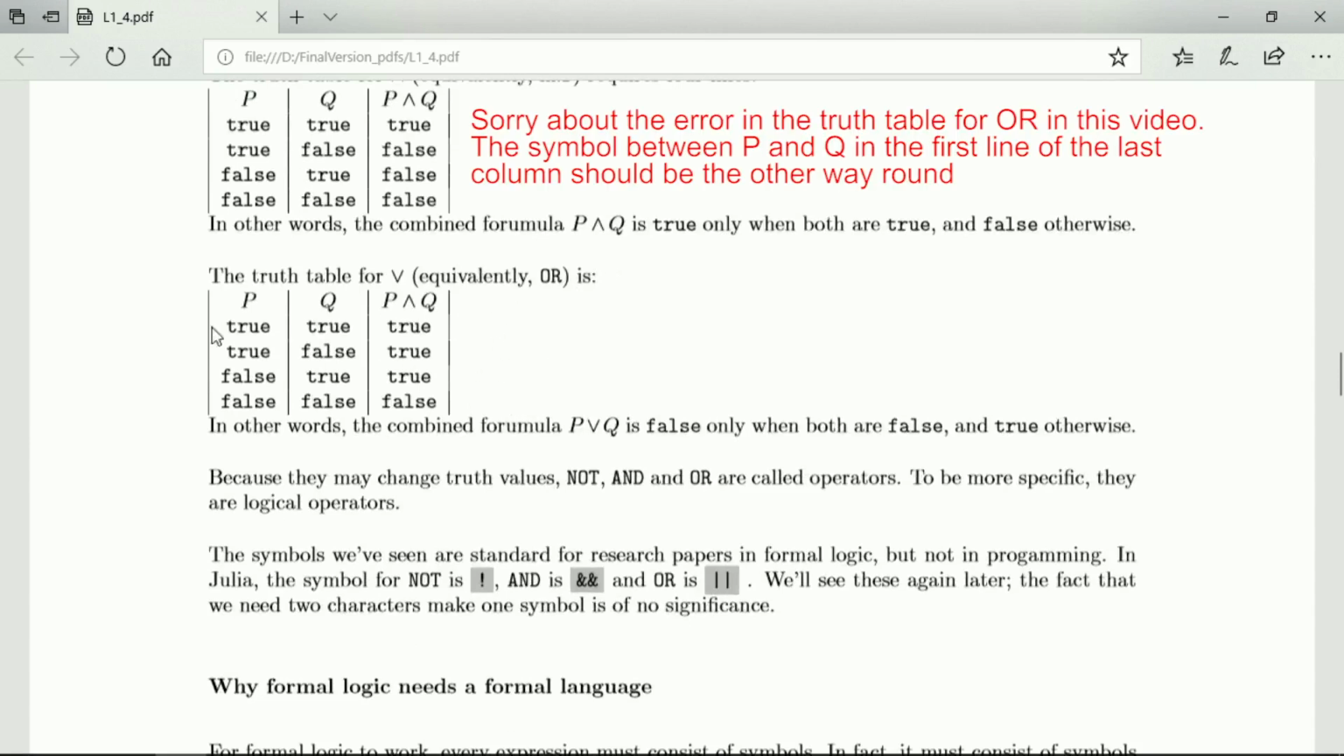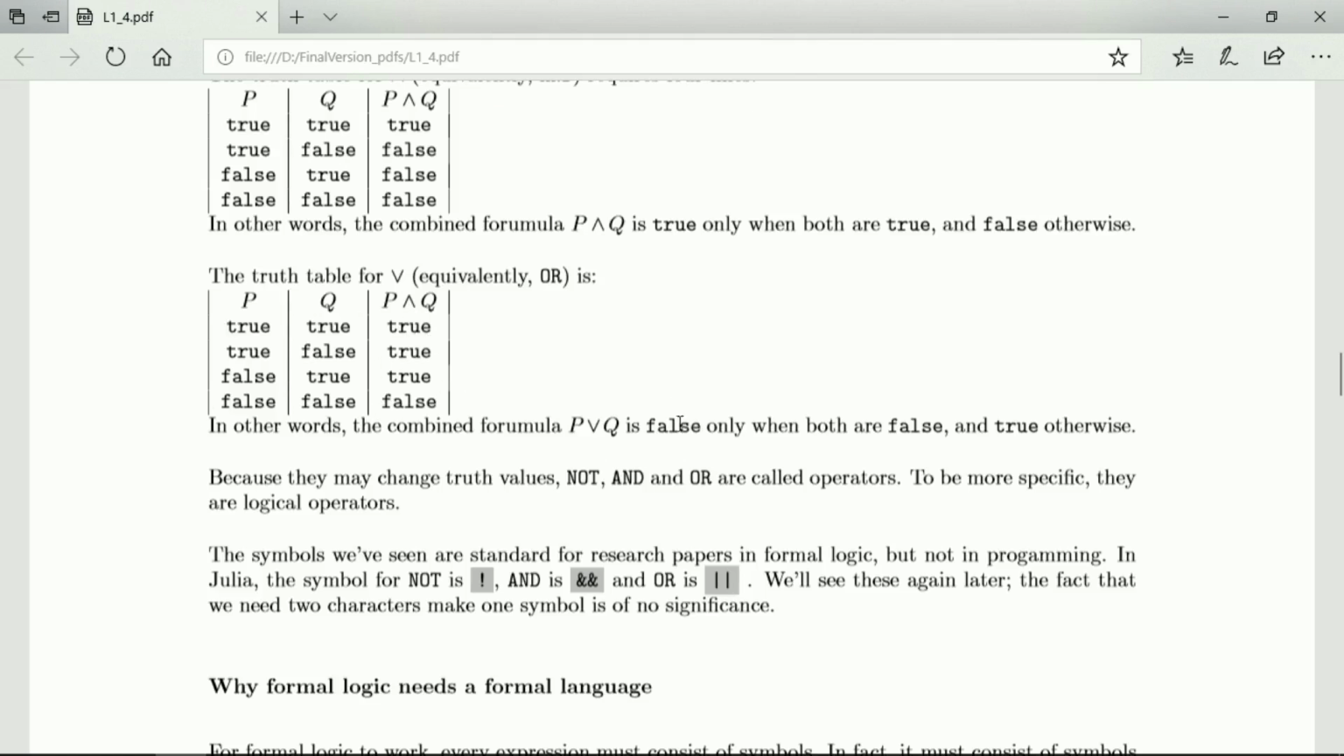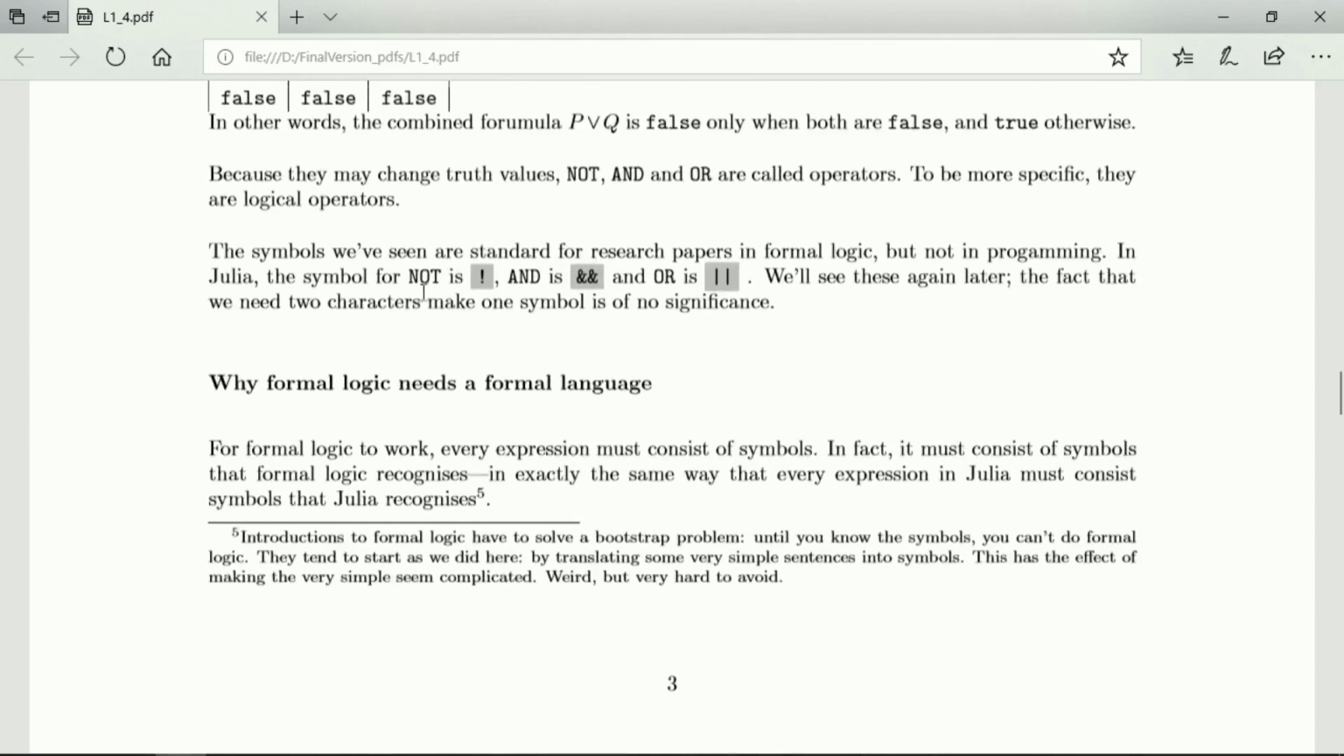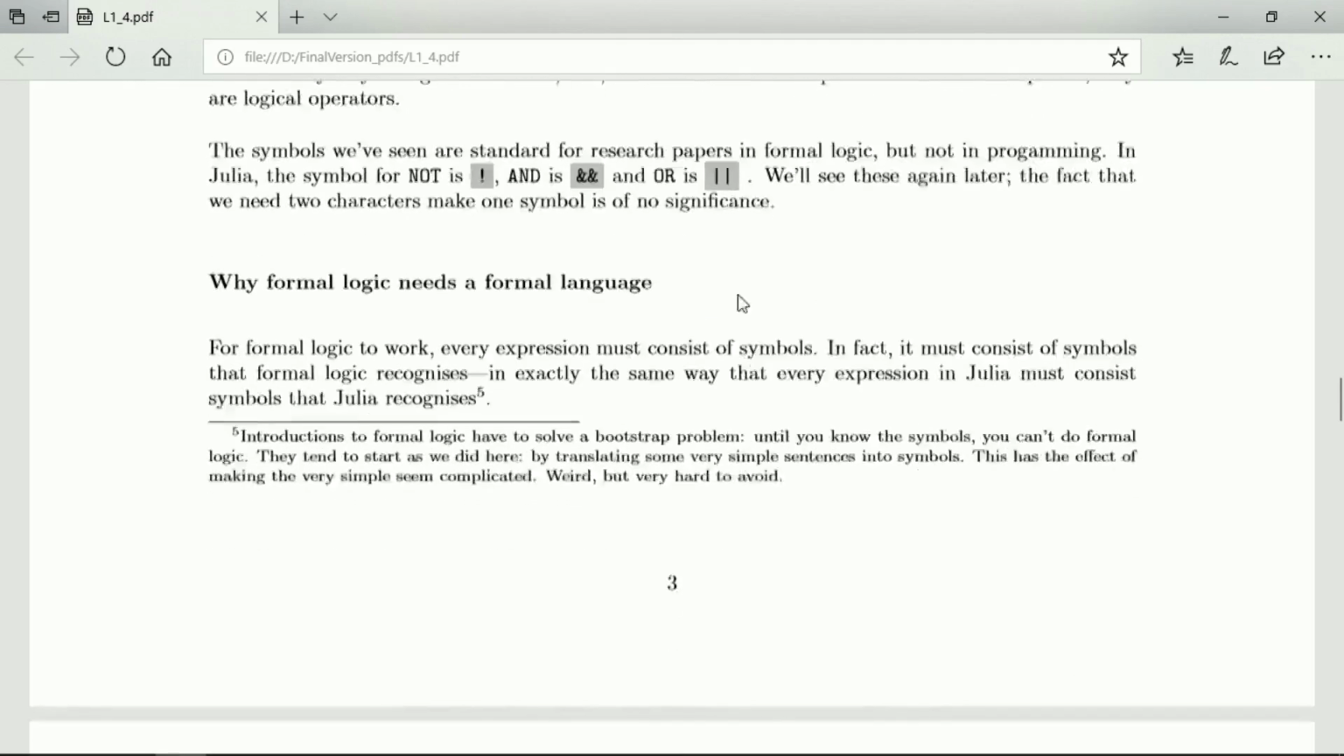We have the same four possibilities for P and Q, but now "P or Q" is false if they're both false, and otherwise it's true. So they're called operators, and in Julia, the not operator is the exclamation mark, the and operator is two ampersands together, and the or operator is two vertical lines.